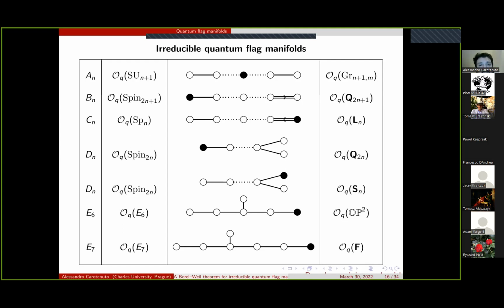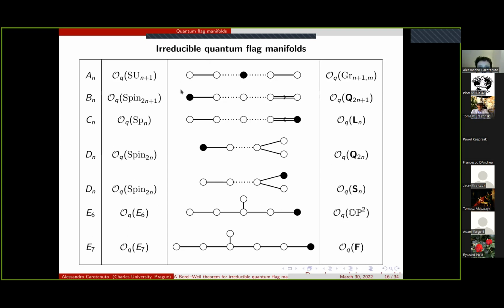And as I said at the beginning of the talk, we will be interested in all of them, but so far we could only deal with irreducible quantum flag manifolds. You see them listed in this table, and they are all flag manifolds that are defined by removing only one node, crossing only one node inside the Dynkin diagram.